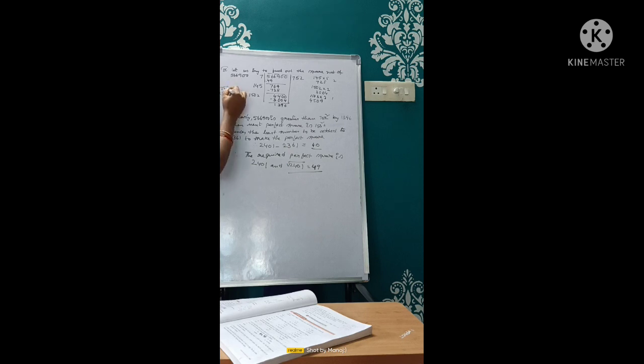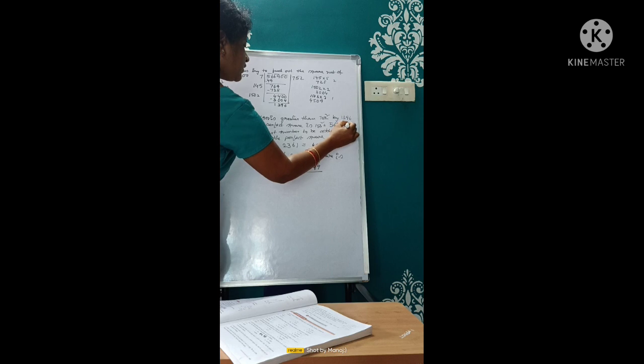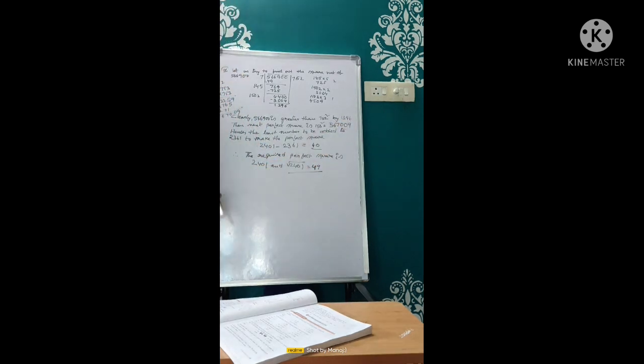753 into 753. 3 3s are 9. 3 5s are 15, 1. 3 7s are 21 plus 1, 22. 5 3s are 15, 1. 5 5s are 25 plus 1, 26, 2. 5 7s are 35 plus 2, 37. 7 3s are 21, 2. 7 5s are 35 plus 2, 37, 3. 7 7s are 49 plus 3, 52. So 5,67,009.